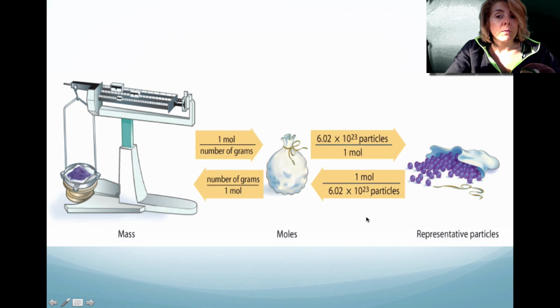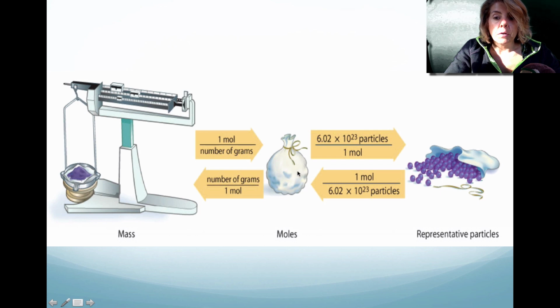Okay, this is a really nice flow chart, and I will share this with you. So here we have mass on the left, moles in the middle, and representative particles on the right. Depending on which direction we are going, if we're going from moles to mass, we're going to multiply it by the number of grams per mole, and this is something that you would get in the periodic table. If we're going from mass to moles, we're going to use the same value from the periodic table, but notice we're going to divide by the mass to get moles.